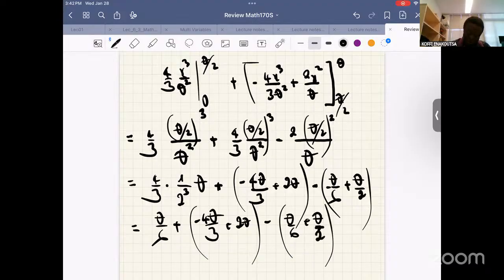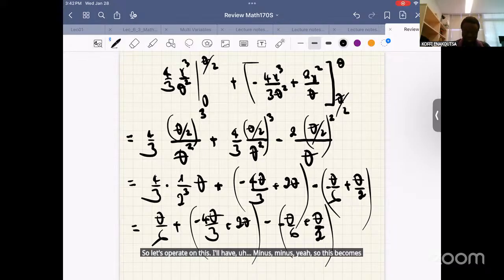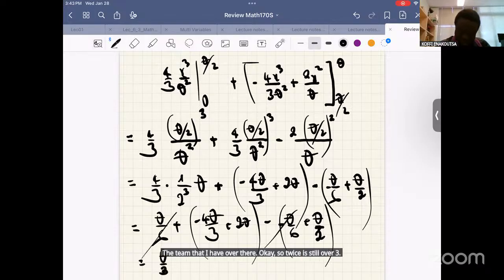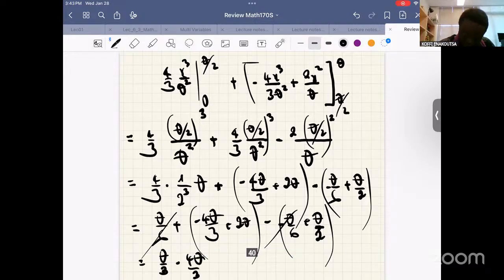So let's operate on this. I'll have minus minus here. So this becomes twice the term that I have over there. Okay, so twice is theta over 3. This term with this goes away. And look, I'll have minus 4 theta divided by 3 plus 2 theta, and then minus theta divided by 2.